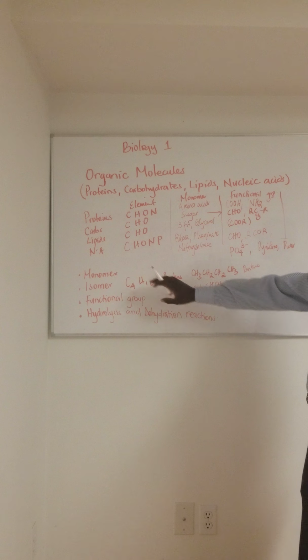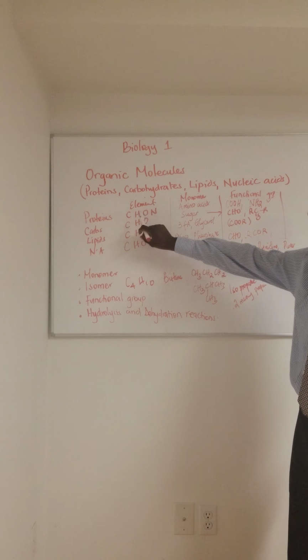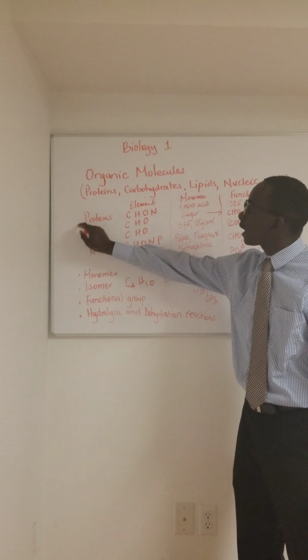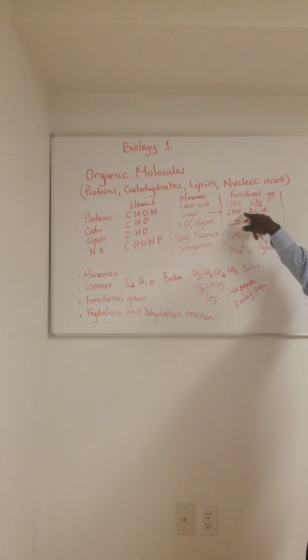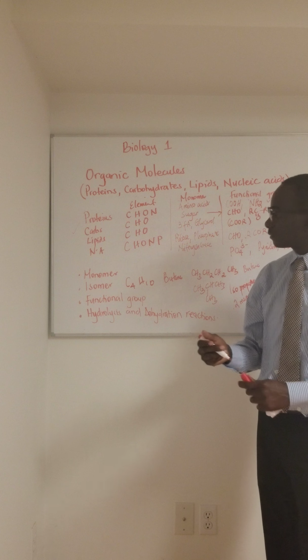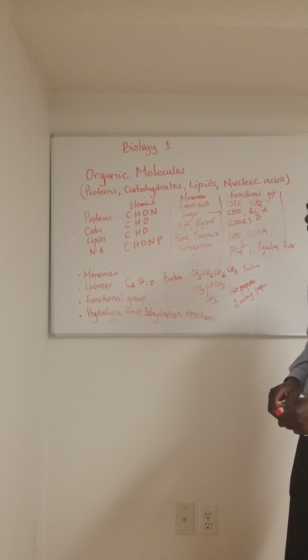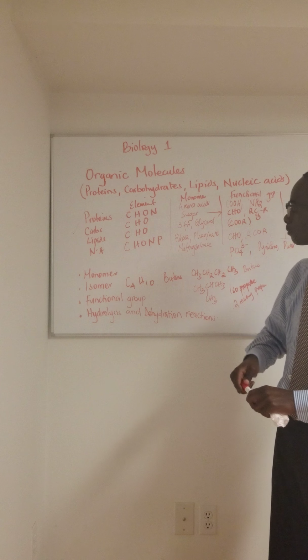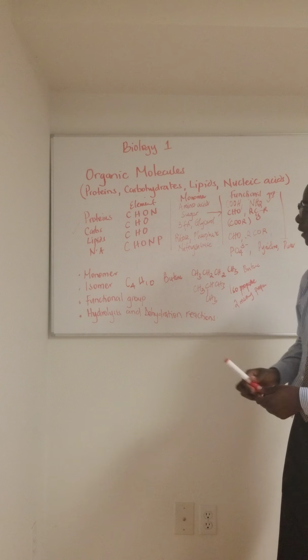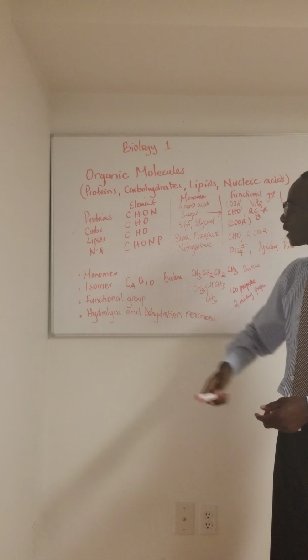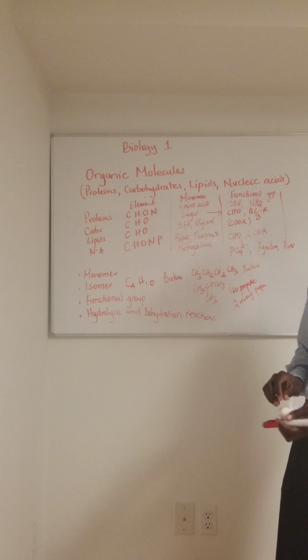We should also see isomers in these structures, especially with the carbohydrates. An aldehyde and a ketone are isomers. So we've seen what we call the functional group. We've said the functional group is a group of atoms that take part in a chemical reaction. Then also, lastly, hydrolysis and dehydration reactions.